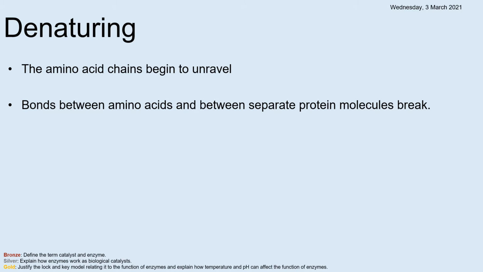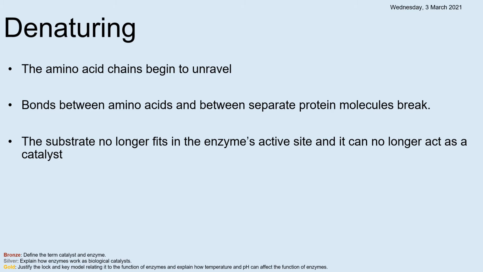Okay, so denaturing is when the amino acid chains begin to unravel. The bonds between the amino acids and between separate protein molecules will begin to break. So the substrate then no longer fits in the enzyme's active site, so it is no longer complementary to the substrate and can no longer form enzyme substrate complexes, so it can no longer act as a catalyst. That means the rate of reaction significantly decreases and even stops if there's no enzyme left.